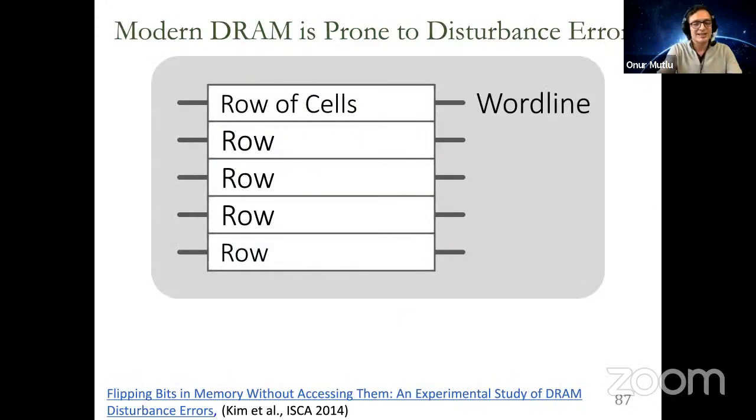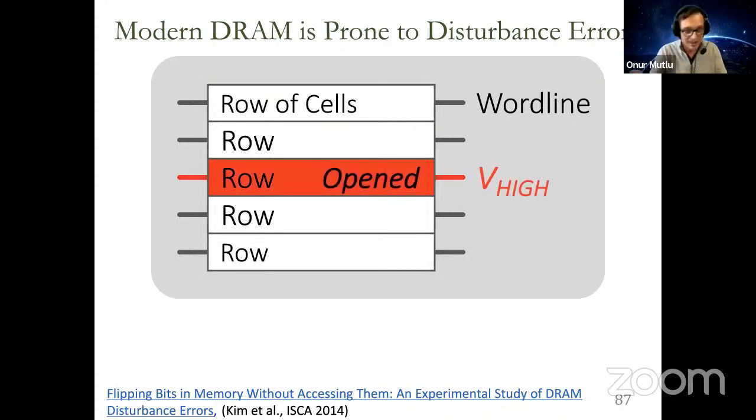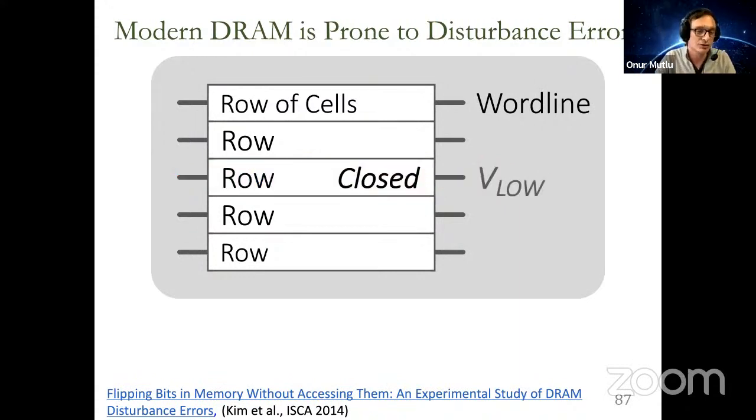Okay, so let me go into a little bit more detail. I'm not going to spend a lot of time. If you don't understand it right now, you will understand it hopefully in the next lecture. But basically, this is a fundamental problem. In memory chips, you have rows of cells. We're going to see this later on also. If you want to access some data in some row, you need to activate that row, which means that you need to apply high voltage to that row. Now, if you want to access some other data in some other row, you deactivate this row, which means that you need to apply low voltage to that row.